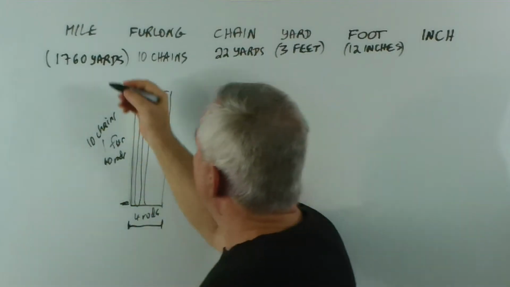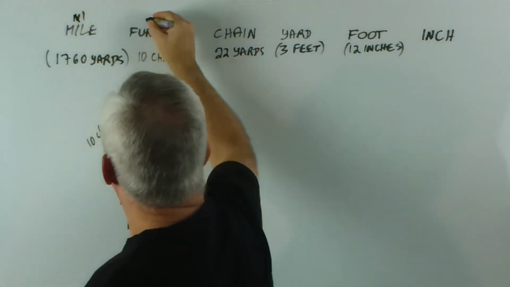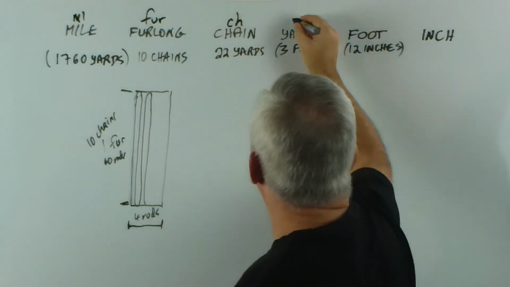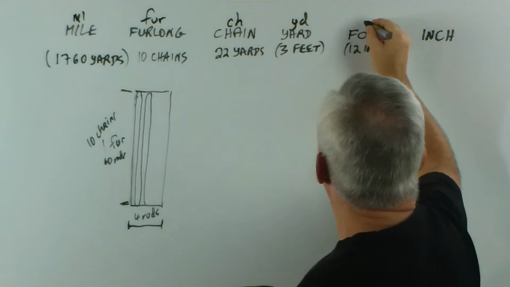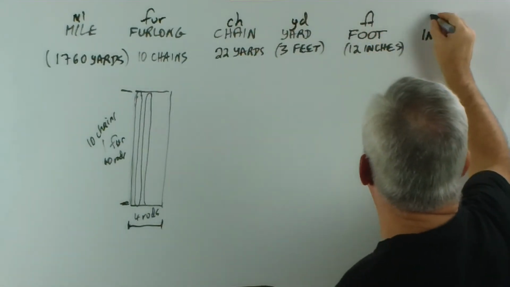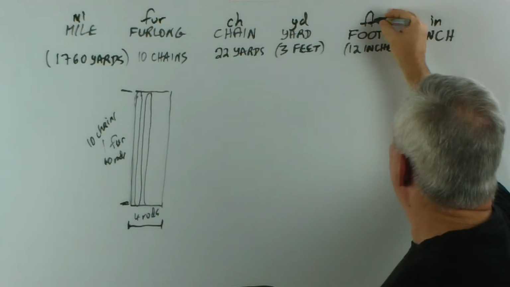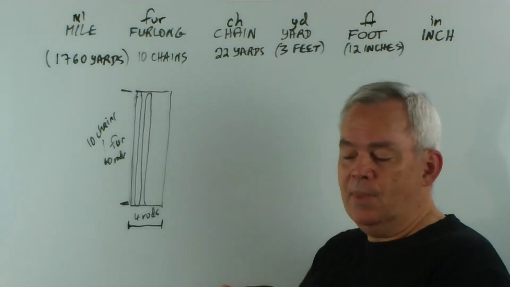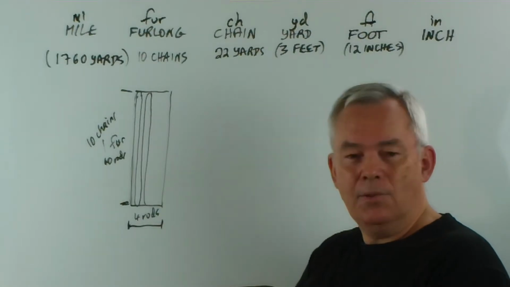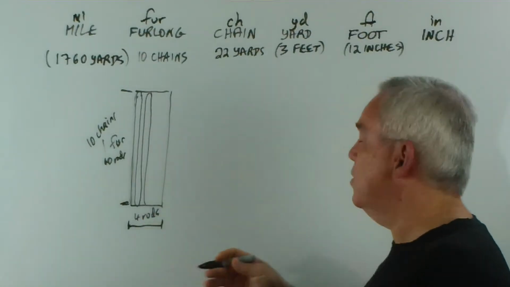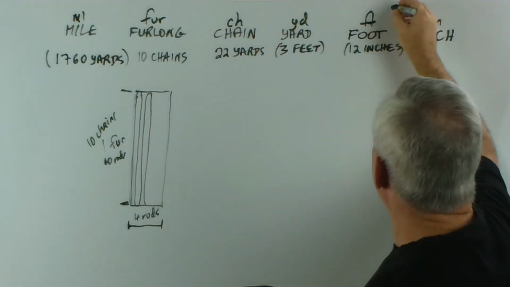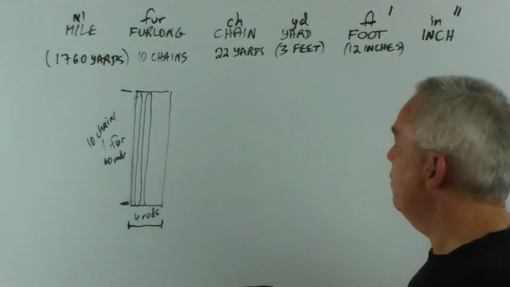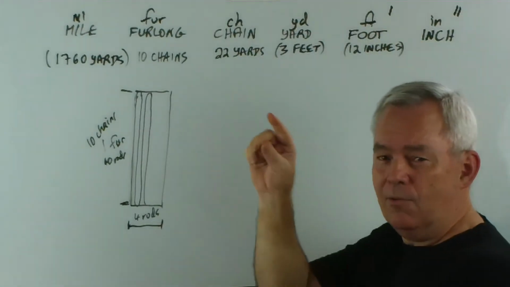The abbreviations, MI for mile, FUR for furlong, CH for chain, YD for yard, FT for foot, and IN for inch. And interestingly, if you've looked at my last video, which deals with measuring angles and time and breaking them into minutes and seconds, it's interesting that we still use the double stroke and single stroke system for measuring feet and inches, for marking feet and inches.